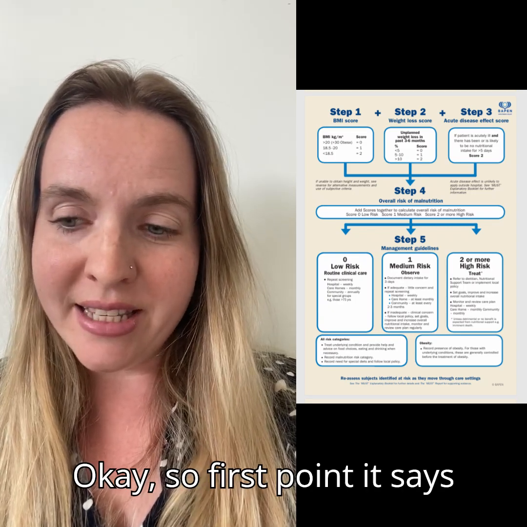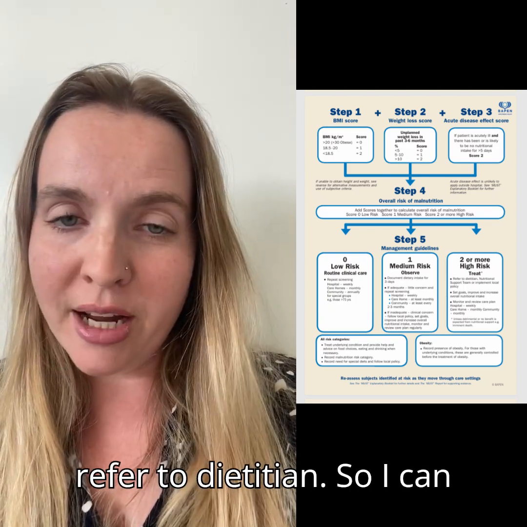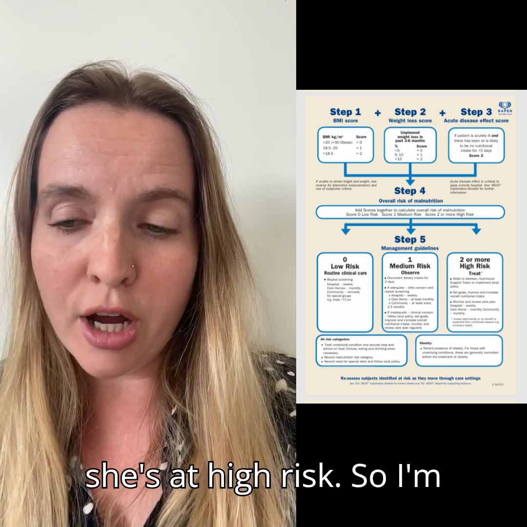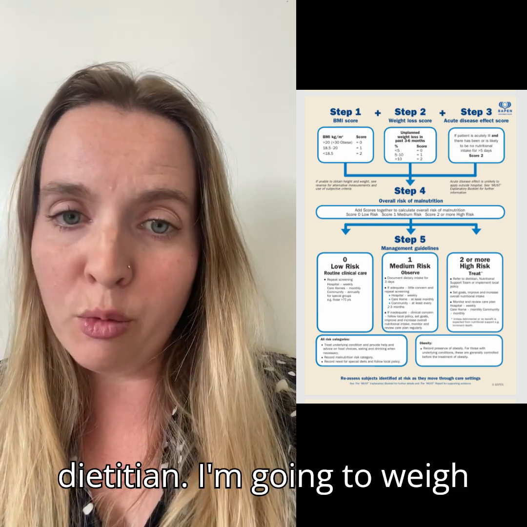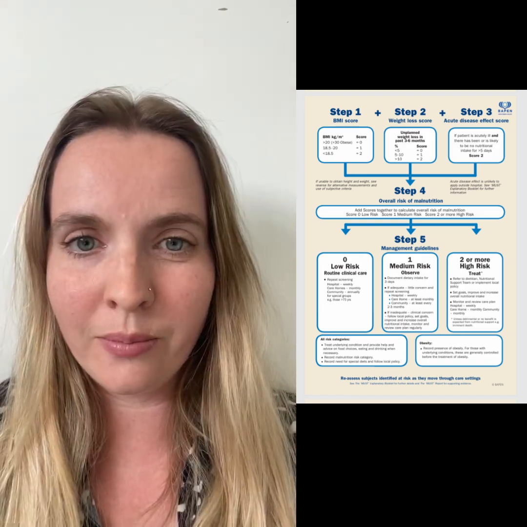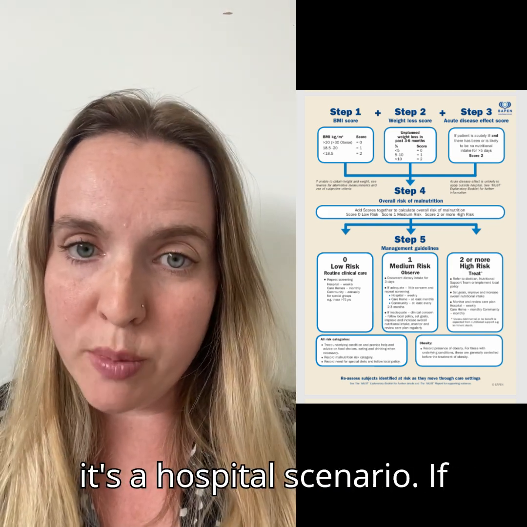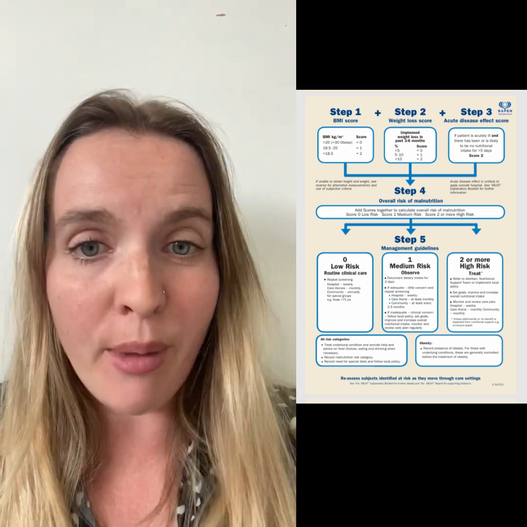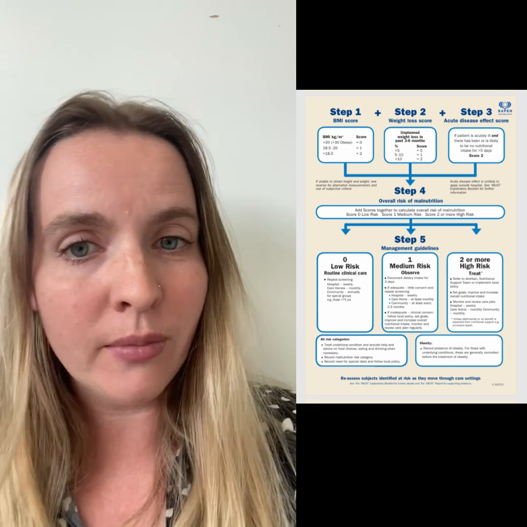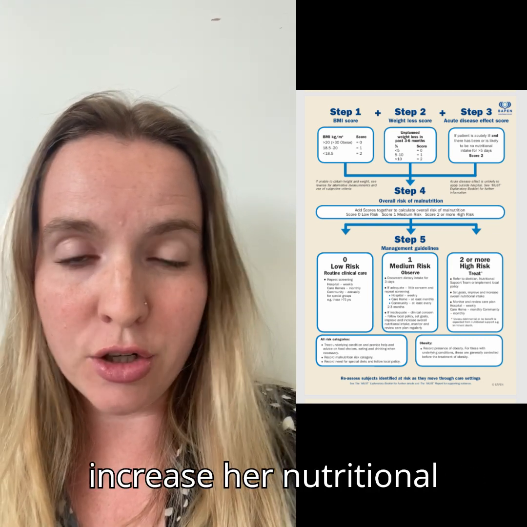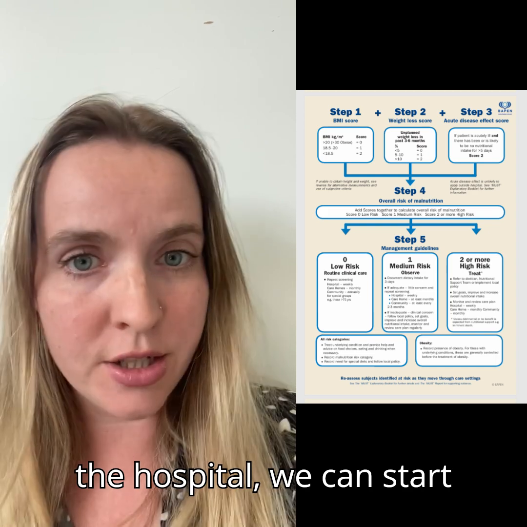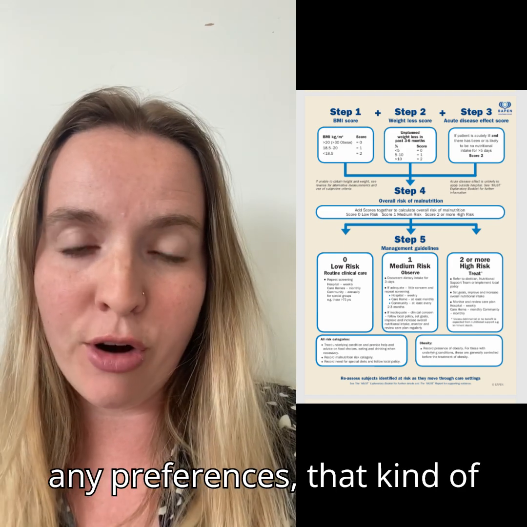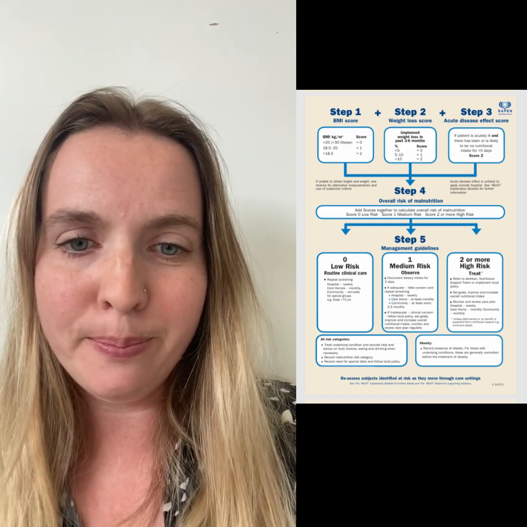Okay, so the first point says refer to dietitian. So I can say, examiner, I've completed Helen's MUST score. I can see she's at high risk, so I'm going to refer her to the dietitian. I'm going to weigh her again weekly. I've said weekly because it's a hospital scenario. If you have the community scenario, it is monthly. Other things you will say: I'm going to encourage her to increase her nutritional intake. Seeing as she's in the hospital, we can start her on a food chart. We can offer her snacks, see what food she likes, if she has any preferences, that kind of thing.